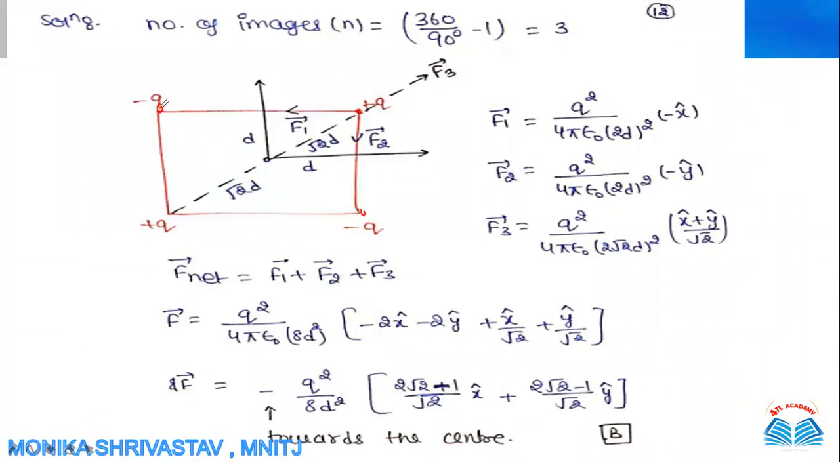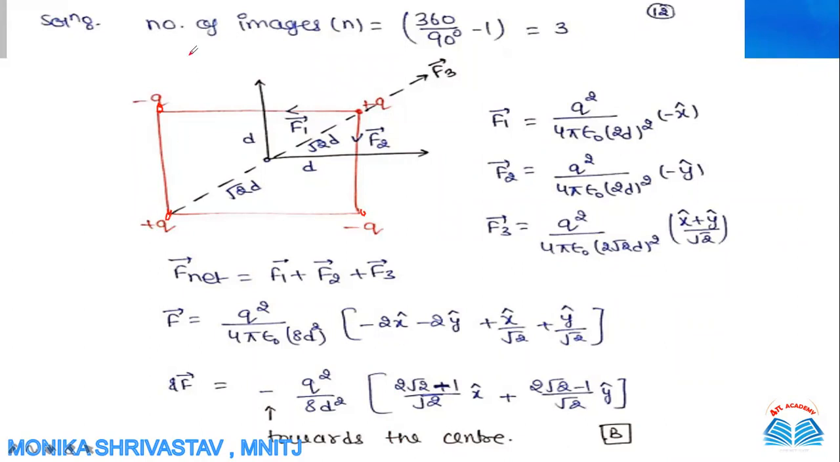So we will make some symmetry here. To make a symmetry, we will put a charge plus q here again. So there will be a bunch of 4 charges for this type of questions.